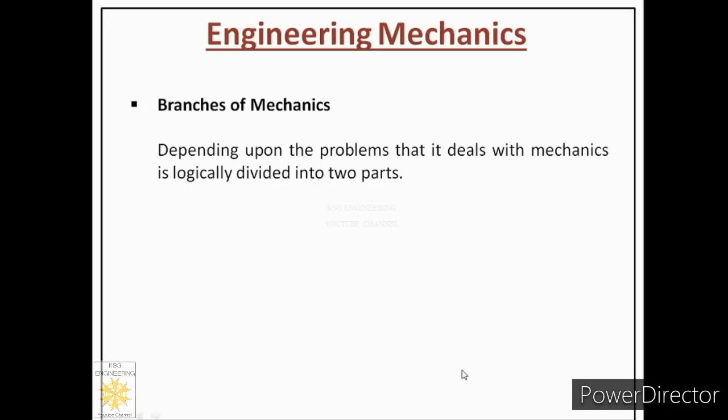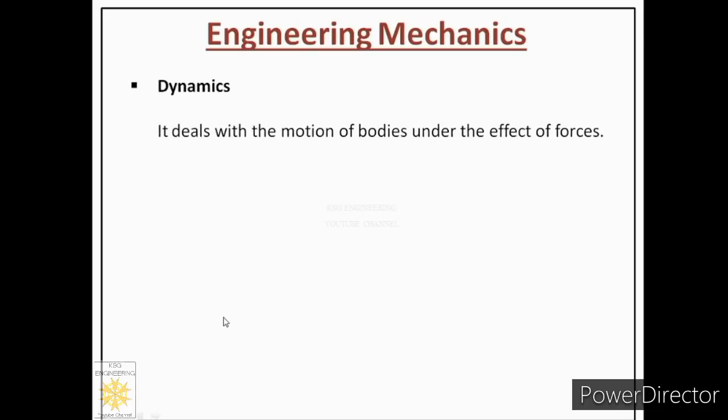Now we will see the branches of mechanics. Depending upon the problems we deal with in this particular course, we have divided mechanics into two main parts. The first part is called dynamics, and it is further divided into two categories, kinematics and kinetics. The second part of this course is named statics. Now we'll see the definition of these in the coming slides. So let us start with dynamics first.